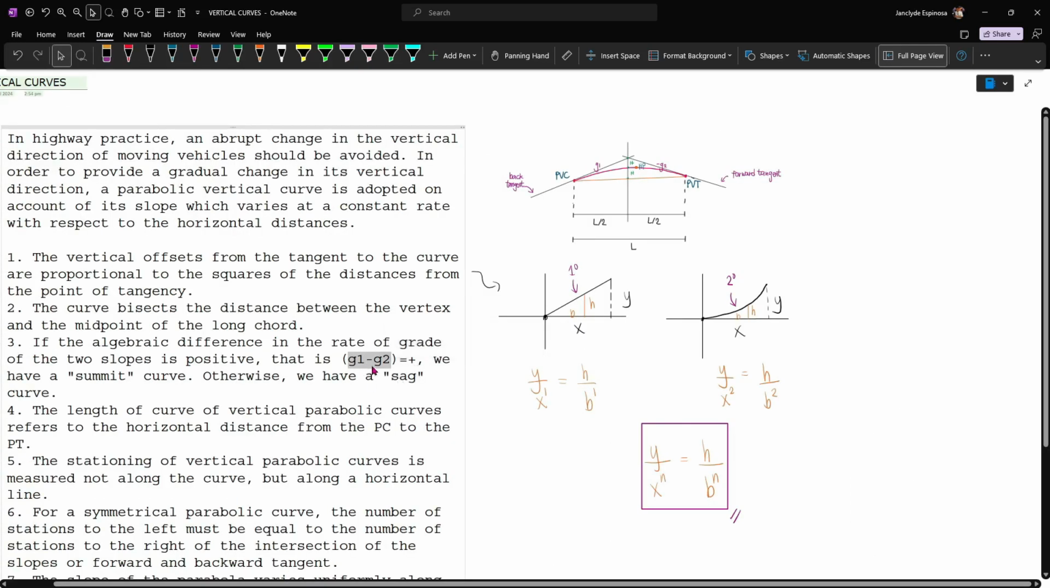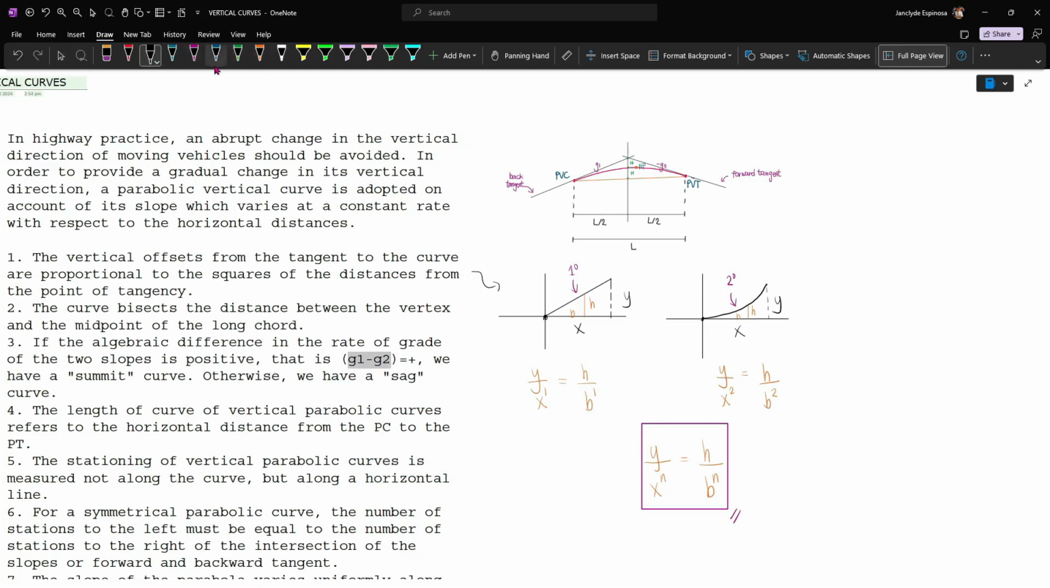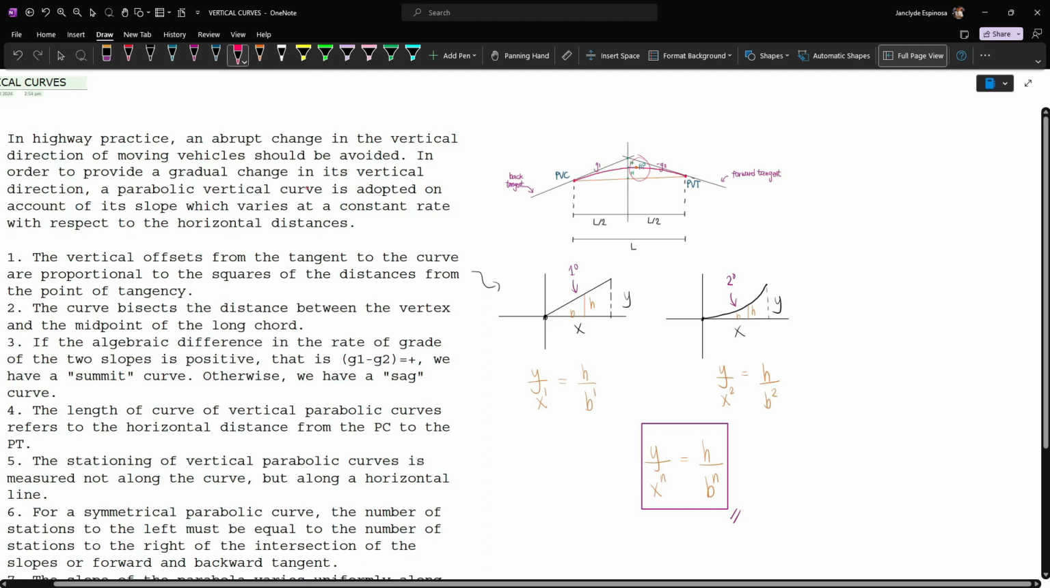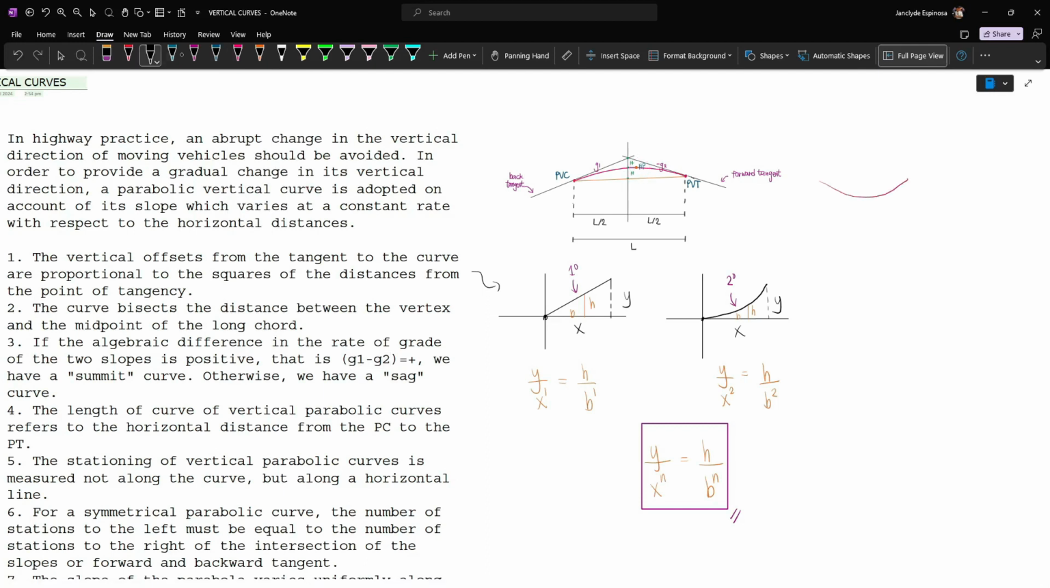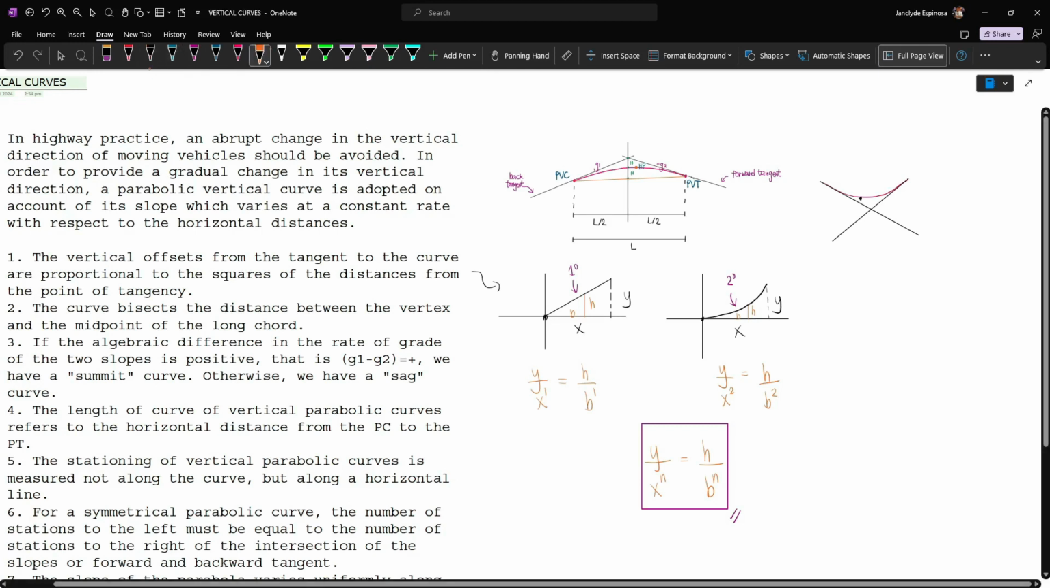However, if g1 minus g2 is negative, then we have a sag curve. Now, a sag curve looks like this. Instead of a highest point, we will have a lowest point. And so this will be our tangent line, and also this one. And then let's say this is the lowest point of the parabola. And so this will be LP. This is a sag curve.